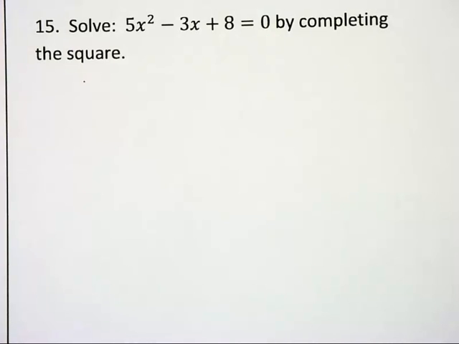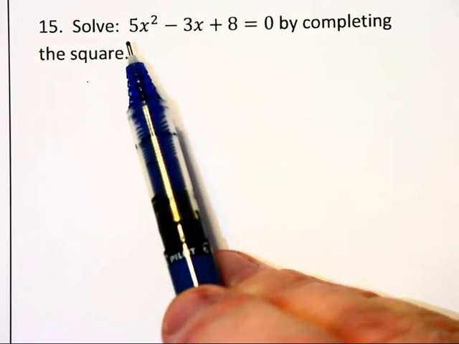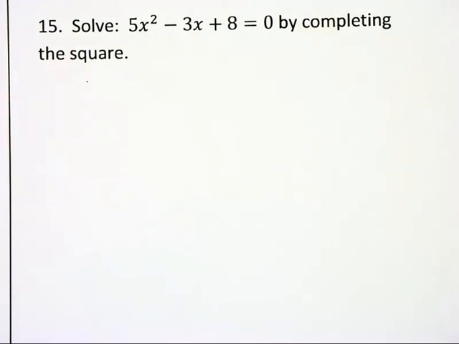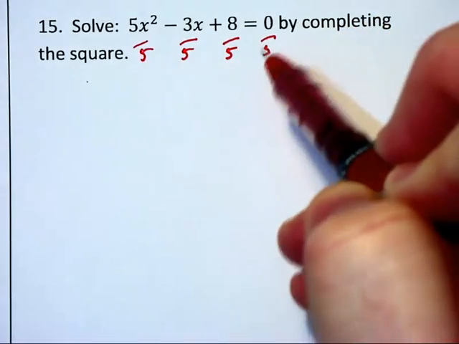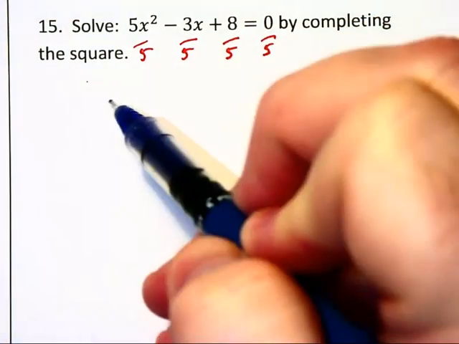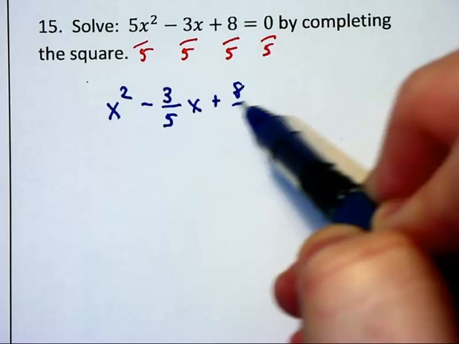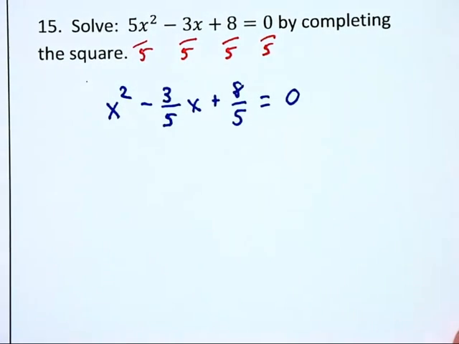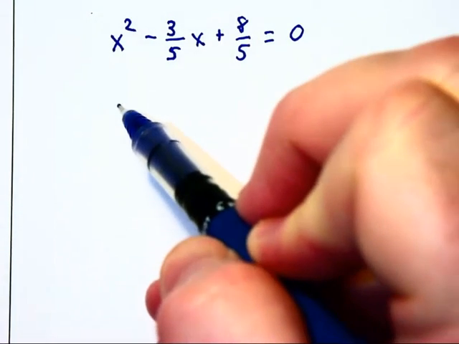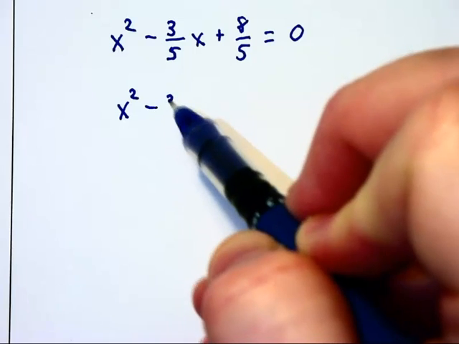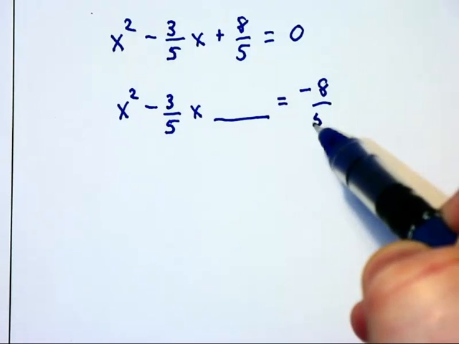Now let's do one more completing the square problem here to just make sure we've got it down. We do have a leading coefficient which we want to divide off. So divide by 5 all the way through. 0 divided by 5 is 0. And that gives us x squared minus 3/5 x plus 8/5 is equal to 0. I'll consider that to be the start of my problem here. Now I want to subtract off that 8/5 on each side and leave a blank on the left so that I have something to complete the square with.